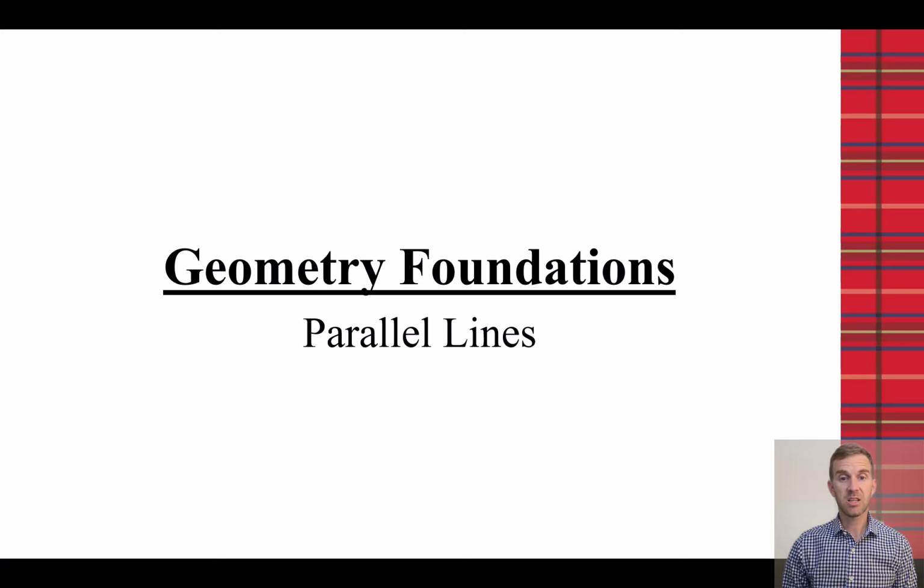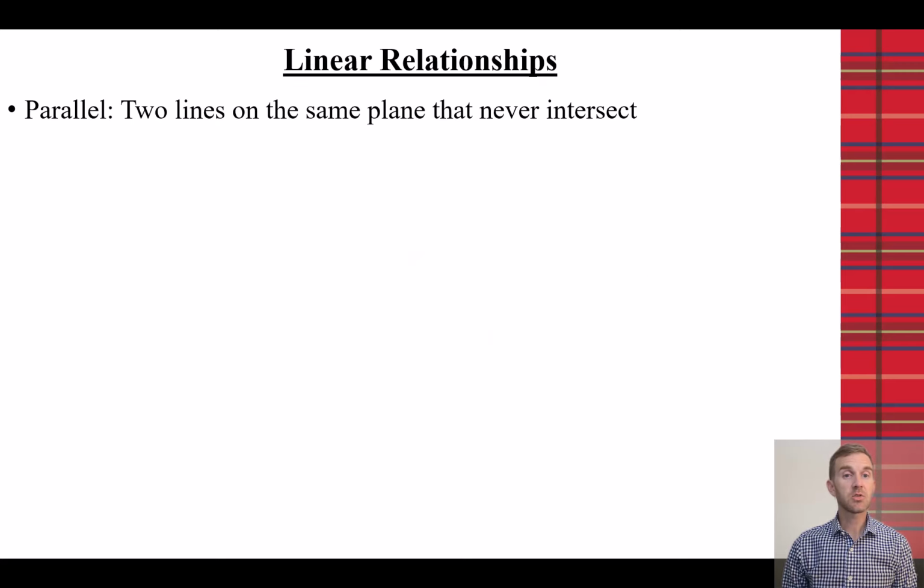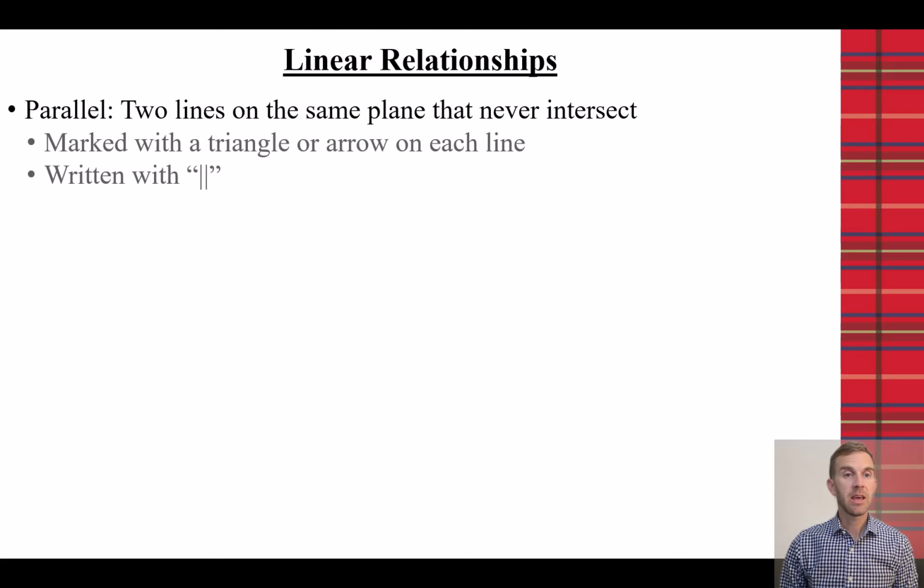In this video, we'll discuss parallel lines. Now, parallel lines are two lines that are on the same plane and never intersect. And when we mark them, we're going to mark them with a little triangle or arrow on the line. And then when we write it out, we're going to put two vertical lines to represent parallelness.